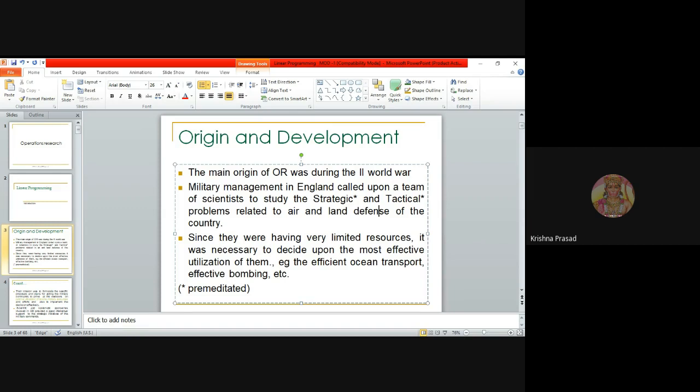So, by military management in England, in those days they started to talk about a few problems and what strategies were to be developed for land defense or air defense like that.